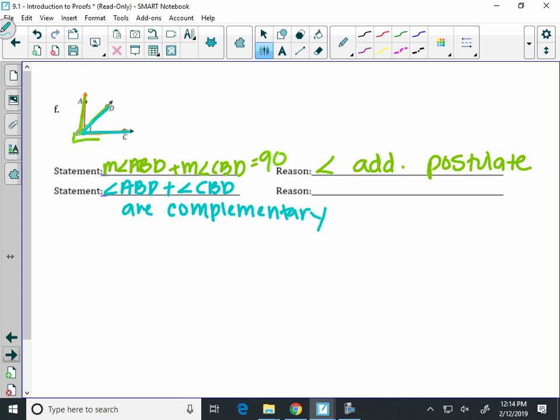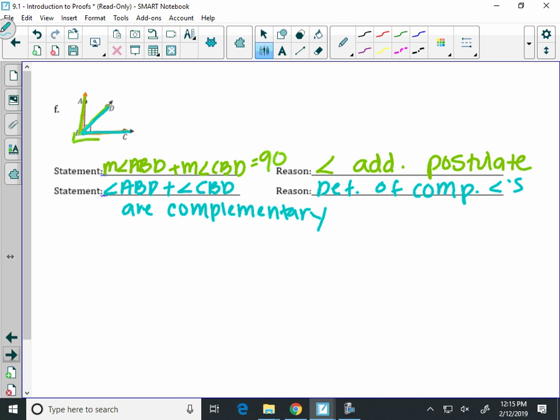Okay. And our reason is we have a vocab word. Our reason is definition of a what? What's our vocab word? Complementary. So our reason is definition of complementary angles. There's a pattern here. Vocab word. Reason is definition of a vocab word. Every time. By definition, complementary angles add to 90 degrees.